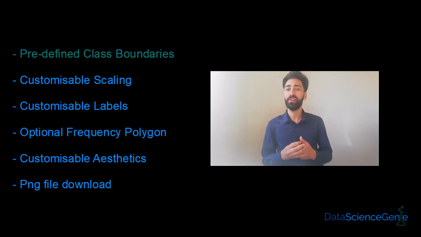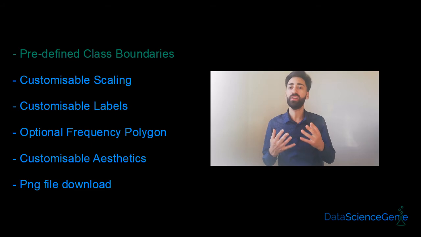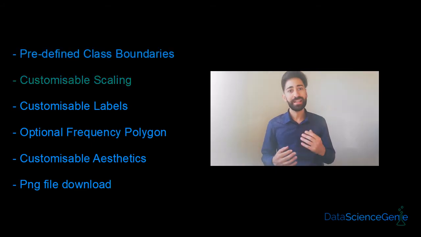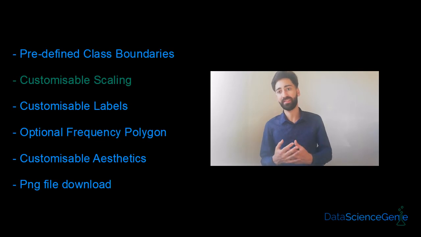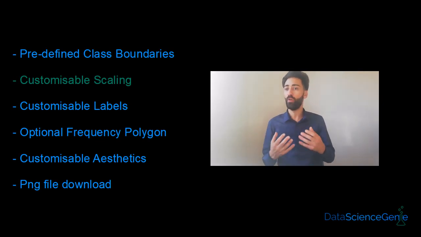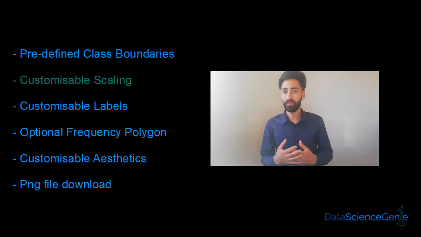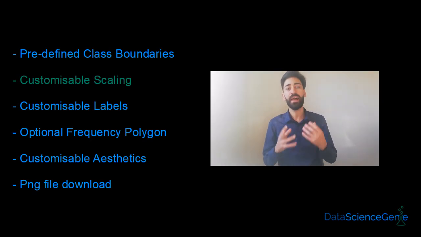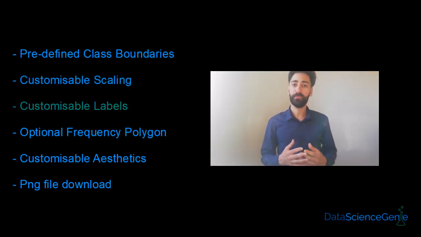First, we determine the class boundaries of each class. This will define where each bar of the histogram starts and ends. Hence, you will have total control on the width and position of each bar. Secondly, the scaling for the x-axis and the y-axis of the histogram can be adjusted. This will determine the width and the height of the plot.